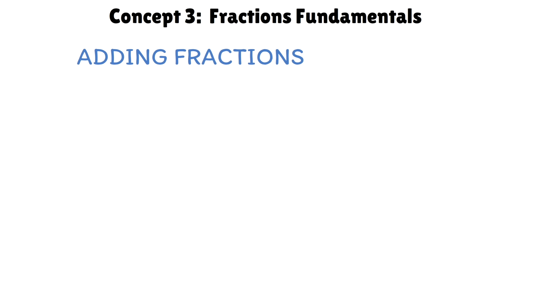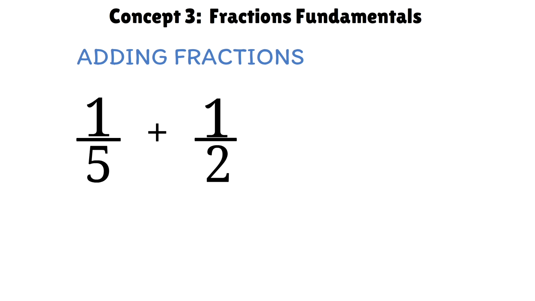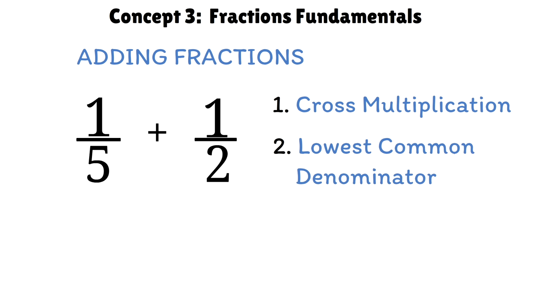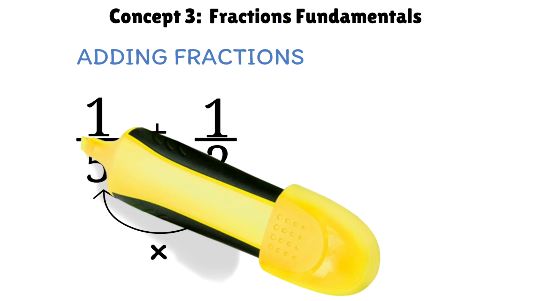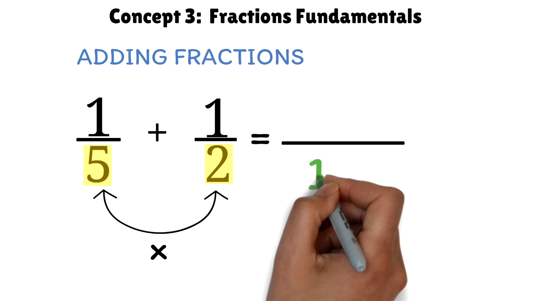So, let's start with adding fractions. 1/5 plus 1/2. Now, there are two ways to go about this. You can either use the cross-multiplication method or the lowest common denominator, LCD, method. So let's use the cross-multiplication method. For this method, we first multiply the denominators. So we'll multiply 5 and 2 to get 10.